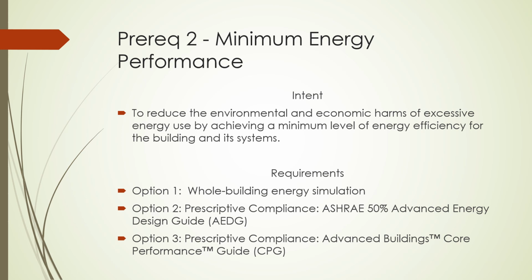So this means that we want to run the building at a certain level of efficiency to reduce any harmful effects of excessive energy. There are three options to fulfill this prerequisite. All three options require that you be in compliance with the mandatory provisions of the Standard 90.1-2010. And if you are not in the US, then a US GBC approved equivalent can be used instead of this standard. But just remember that that will be a requirement in all of the three different options listed here.